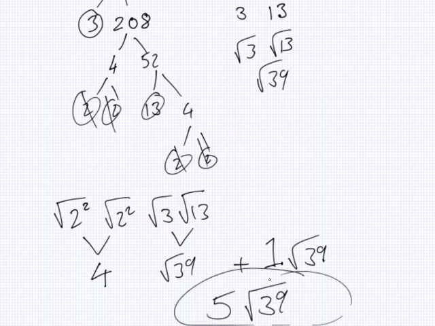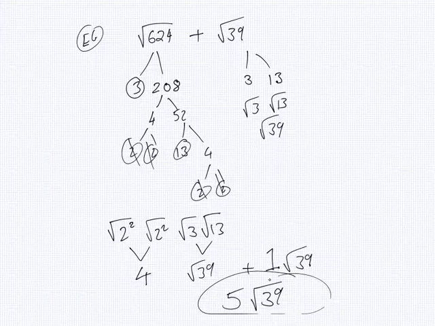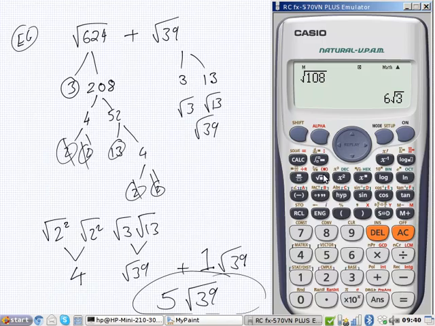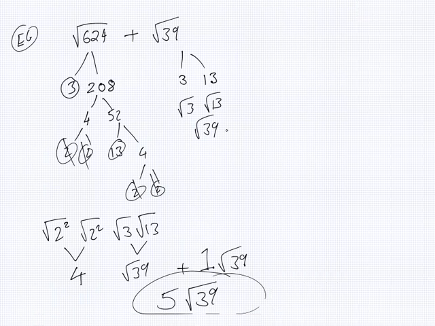So that's it simplified. Now I do wonder if the calculator can do this. Let's see what happens. Root 624 plus root 39. Okay, so we know that the answer is right here. Write this one down and we'll have a look at another example. So the key idea in this example is before you can simplify the sum, you have to simplify each part.